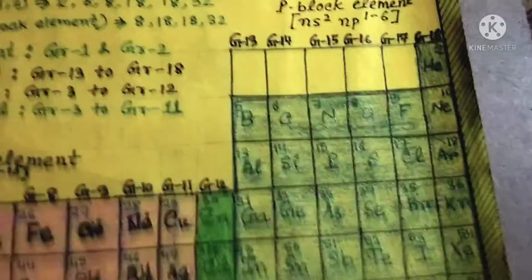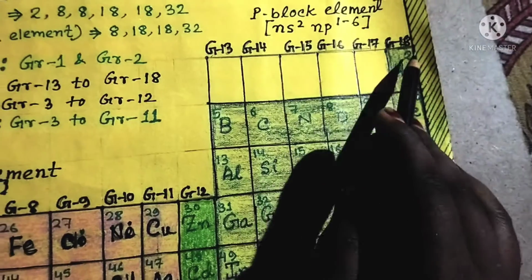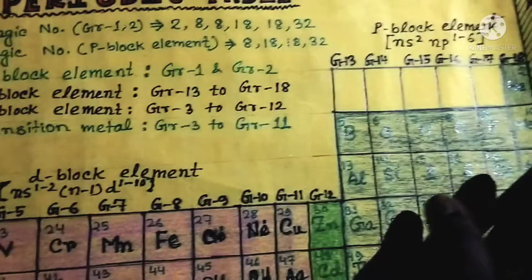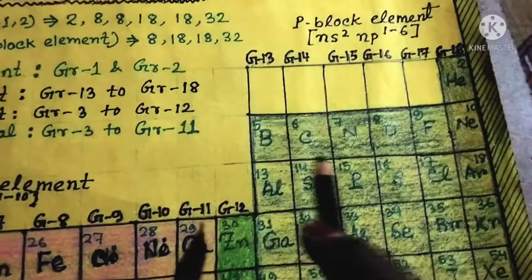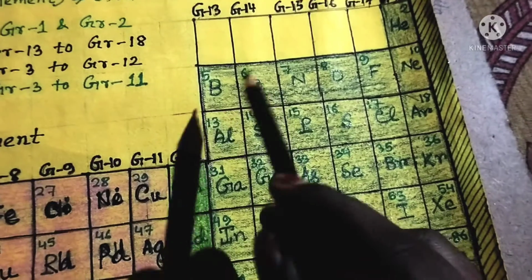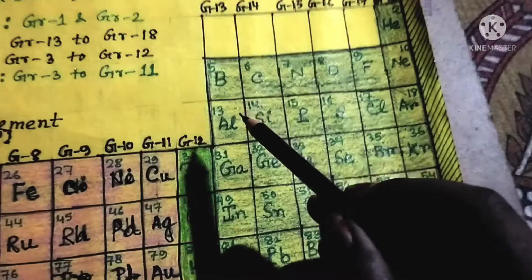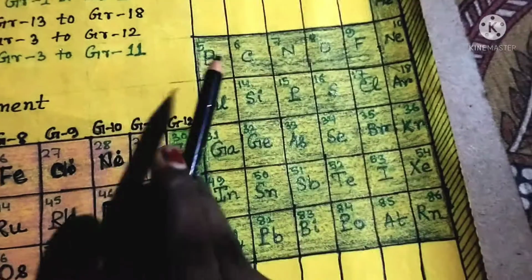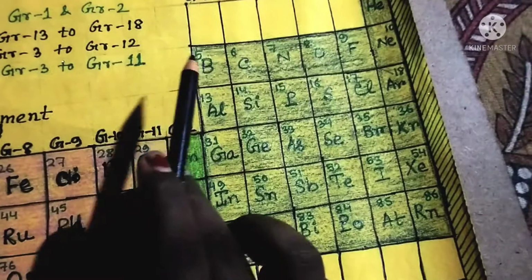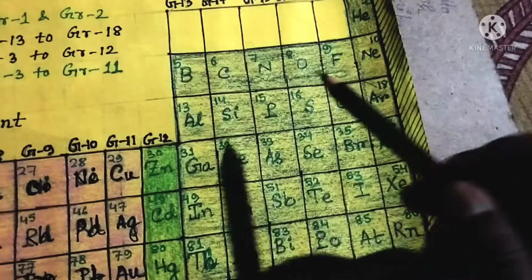Now from group 3 to 12, first we fill group 13, 14, 15, 16, 17 and 18, and then we fill group 3 to group 12. So come to group 13. Here boron is present and these group 13 elements are known as the boron family. So fill group wise: boron, aluminium, gallium, indium and thallium.